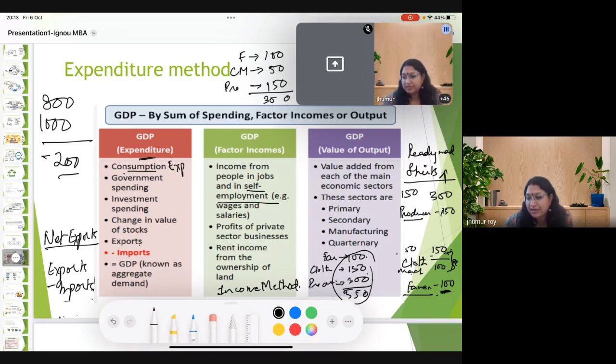So what is the value added from the farmer to the cloth merchant? Only 50 rupees. What was the value added from the cloth merchant to the producer? 150 rupees. So we are just adding the value added, and that is why the income that we are getting is 300. Here we have double counted everything. That's why the income is shown as 550 rupees.